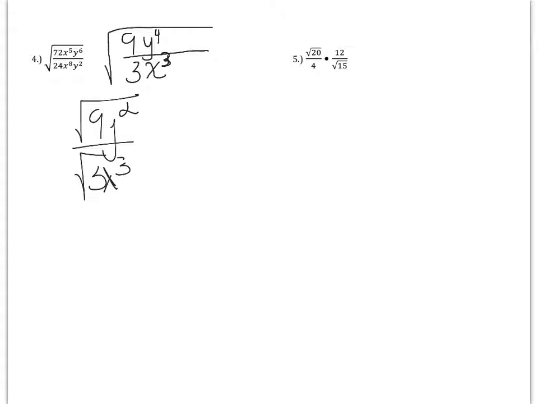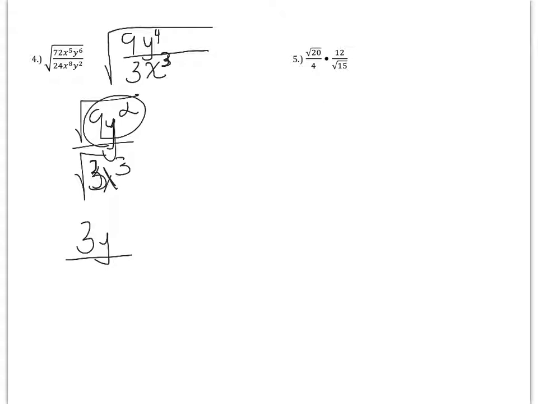So then the next thing that you should do is, well, do I have any perfect squares that I can pull out? And if you look, this is a perfect square, right? Both of it. So the square root of 9 is 3. The square root of y squared is just y. And then on the bottom, I have the square root of 3x to the 3rd.